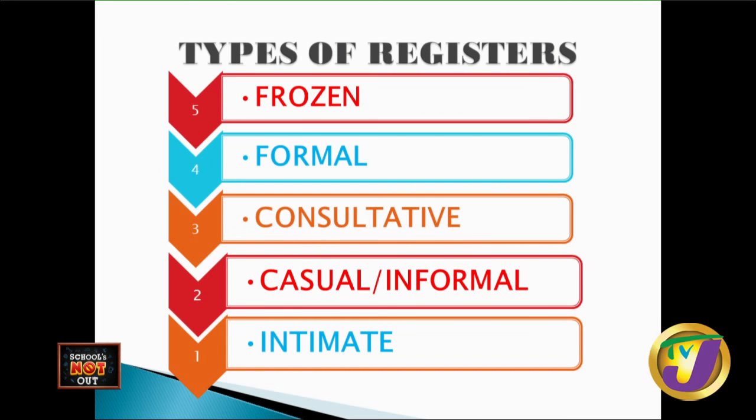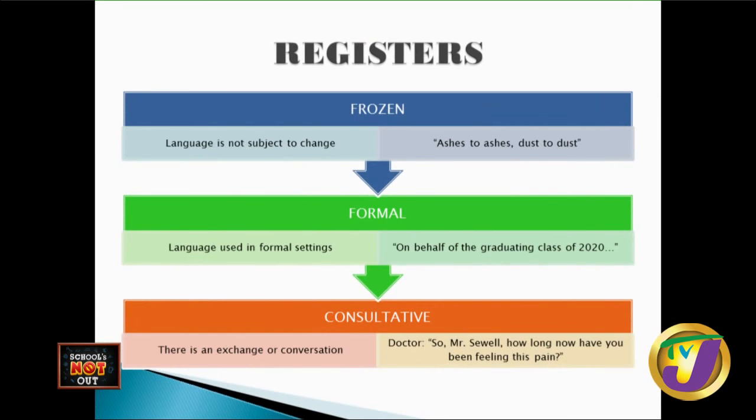You should be reminding yourself of them. You should be saying them. So we have frozen register, formal register, consultative register, the casual or informal, and the intimate register. Let us look at each of them.